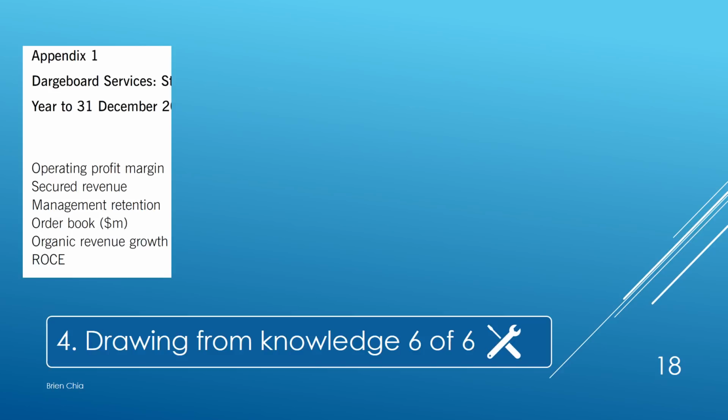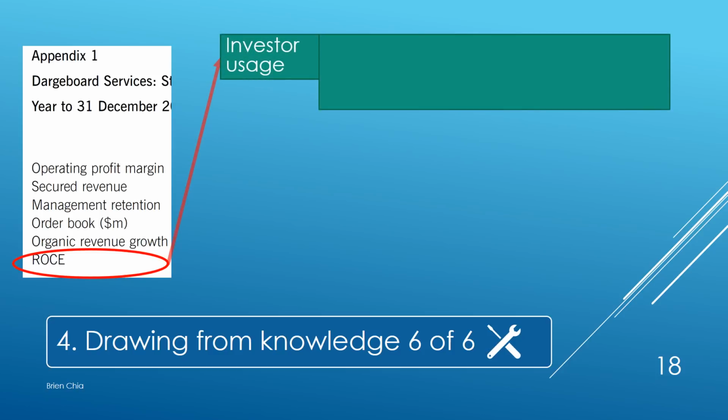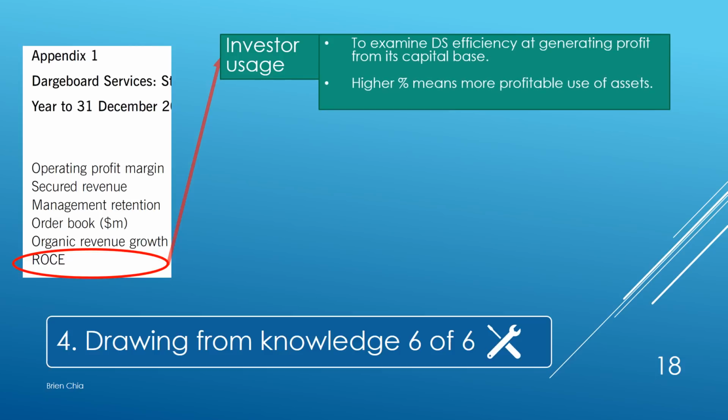So now we're looking at the last KPI in our list, which is ROCE. And ROCE is a pretty standard performance measure. Investors use it to look at the efficiency of an organization's capital base. So the higher percentage means you're using your assets very well, you're generating a lot of profit from your assets. Now, where's the manipulation here?